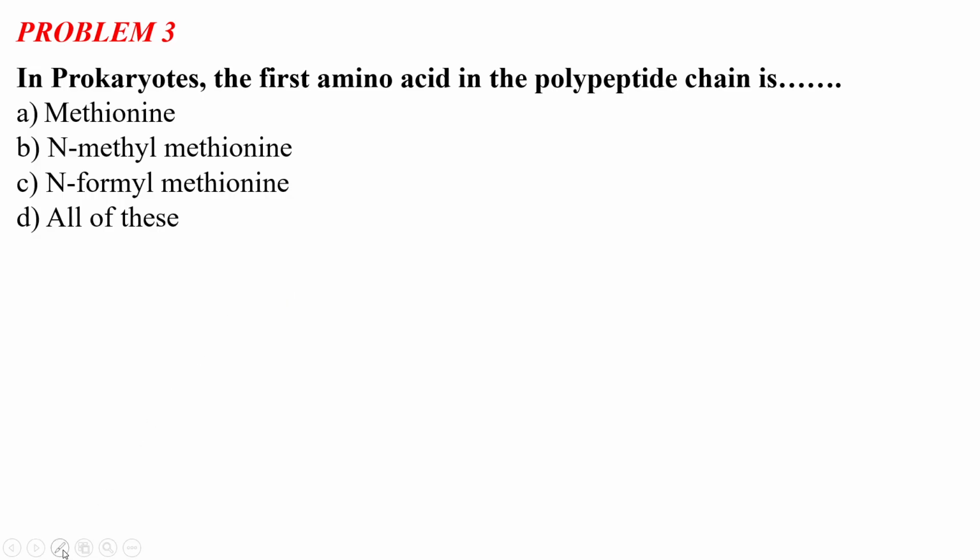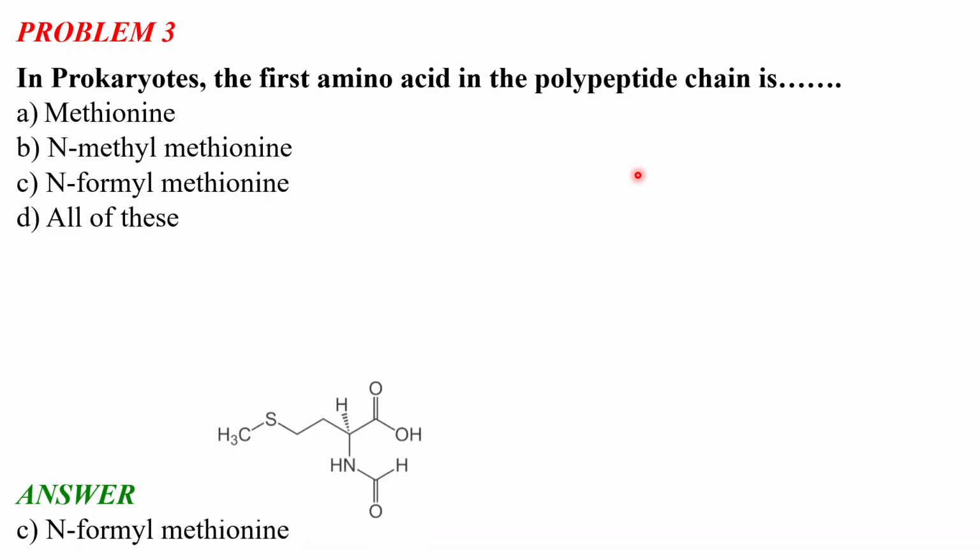So in the case of prokaryotes, the first amino acid in the polypeptide chain will be option C, N-formyl methionine. Okay, now this is the structure of N-formyl methionine.